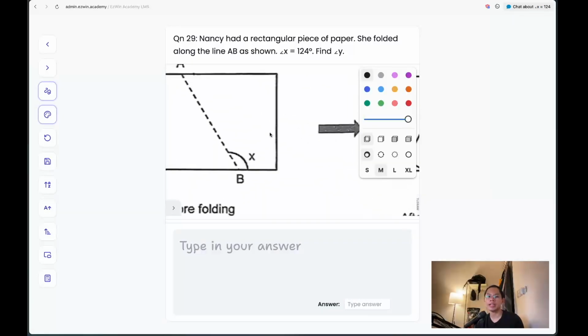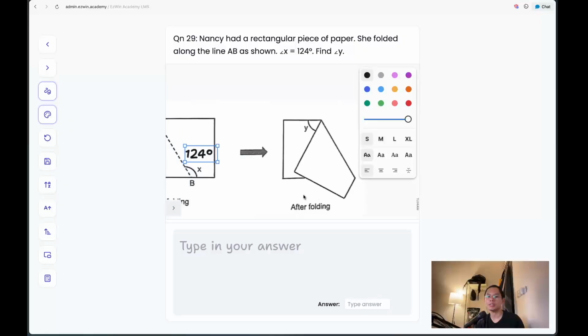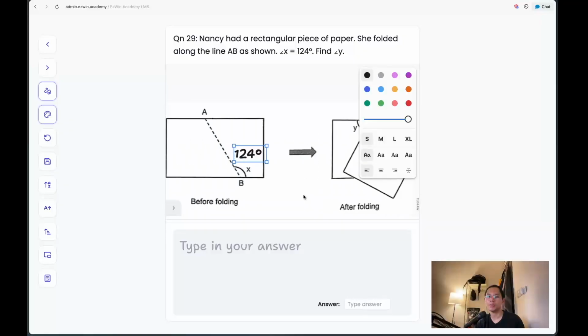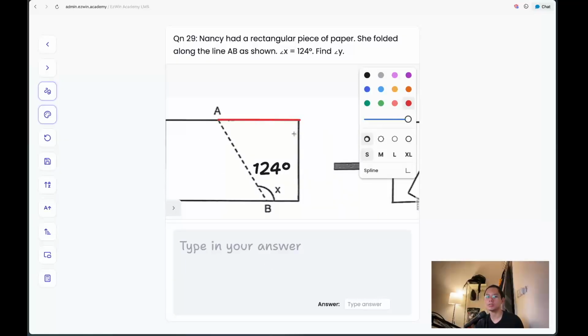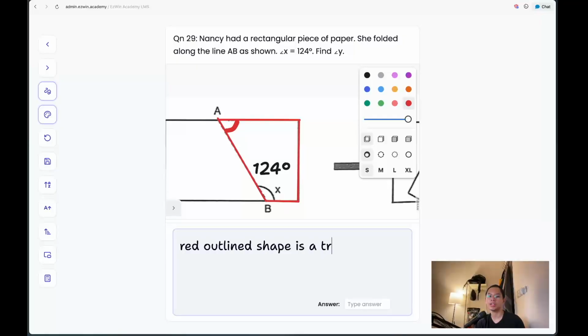Okay, so we know that X over here is 124 degrees. What you need to remember about folded angles is that they are the same after they are folded. We know this is a rectangular piece, so in this case, the red outlined shape is a trapezium, because it's a rectangle, right? Since in a rectangle, opposite sides are parallel.